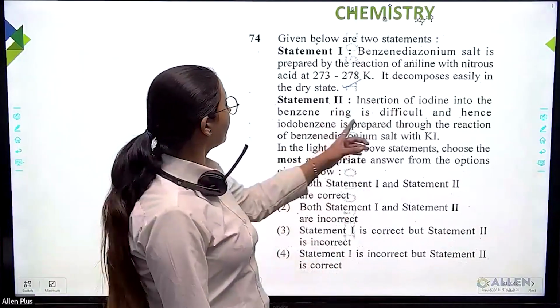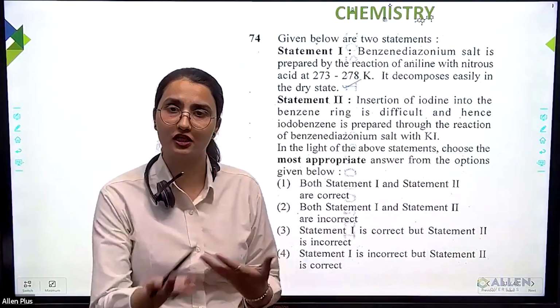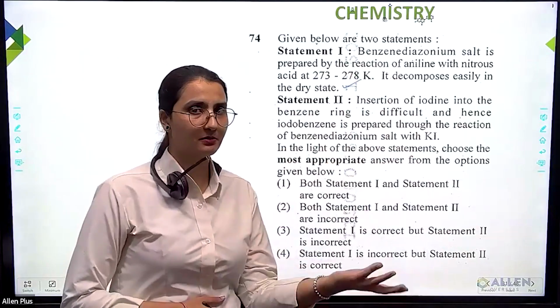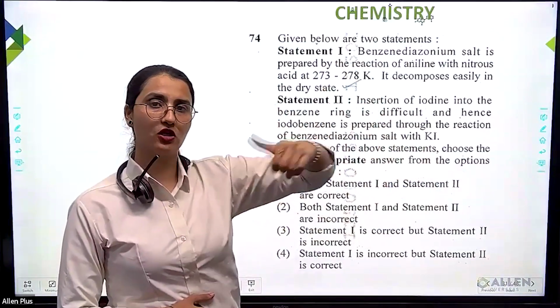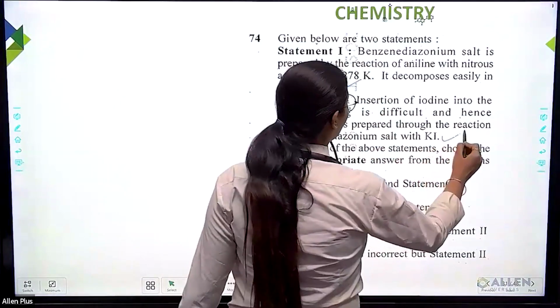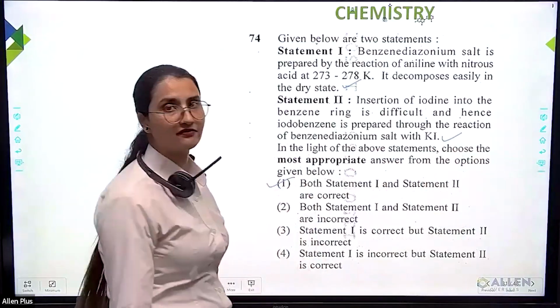Right. Insertion of iodine is difficult. Of course. Fluorination is also difficult. So we do the Balz-Schiemann reaction. In order to make iodobenzene, we make the diazonium salt. Put KI. Correct. So both statements 1 and 2 are perfect.